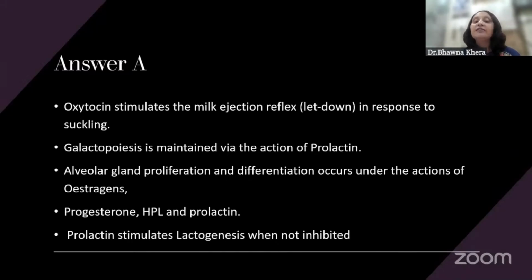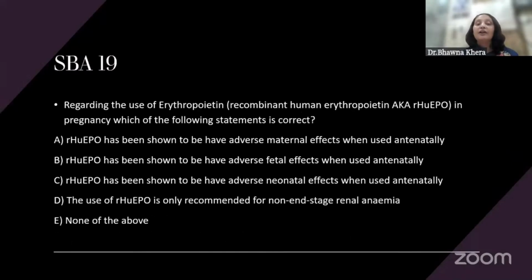Galactopoiesis is maintained by the action of prolactin, which we just discussed in the previous slide. Alveolar gland proliferation and differentiation occurs under the actions of the estrogens, progesterone, HPL, and prolactin. Prolactin stimulates lactogenesis when not inhibited. So these are the few statements which are important for this question.